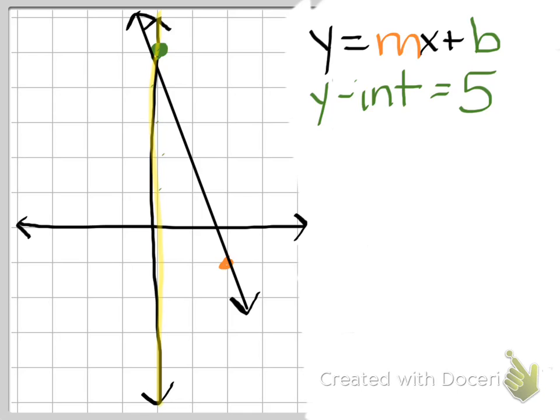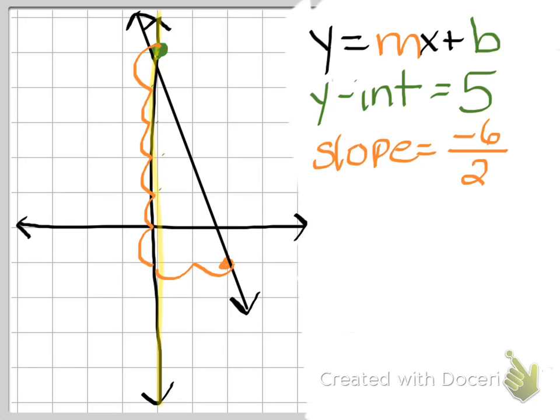And now to get from our green dot to our orange dot, or the y-intercept to any other point on the line, we're going to go down 1, 2, 3, 4, 5, 6. So my slope is negative 6 over, because I was going down, 1, 2. And I went 2 to the right, so that is positive. We need to simplify our slope. Negative 6 divided by negative 2 gives me a negative 3. So my slope in this case is going to be a whole number, which is negative 3.